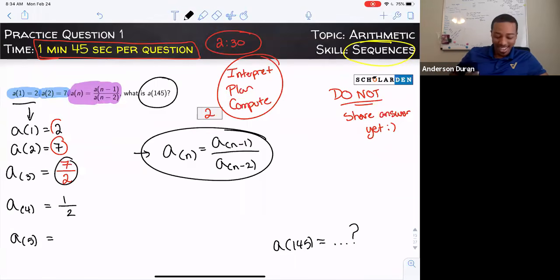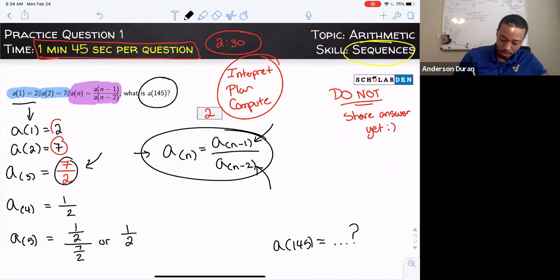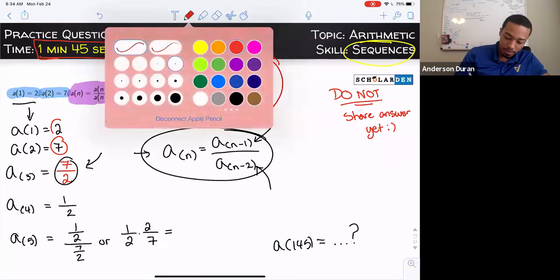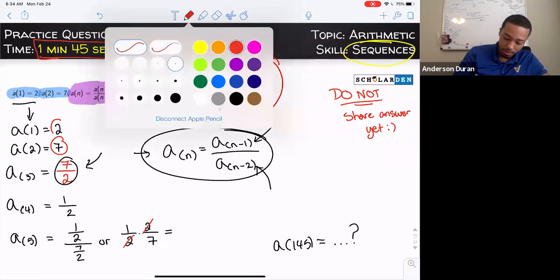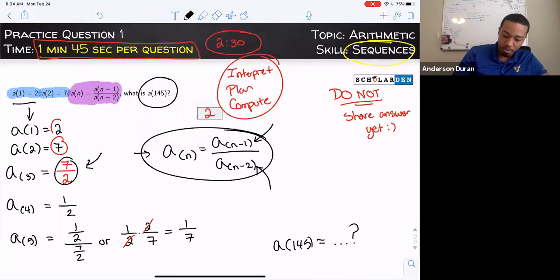No worries. It looks like some of us are giving one fraction, some are giving 2 fractions. But again, what we have is, take the previous term and divide it by the second previous term. And so what this will equal, we will just complete our method, keeping, changing, and then flipping. And so this will allow us to receive 1/7. Boom, just like that.